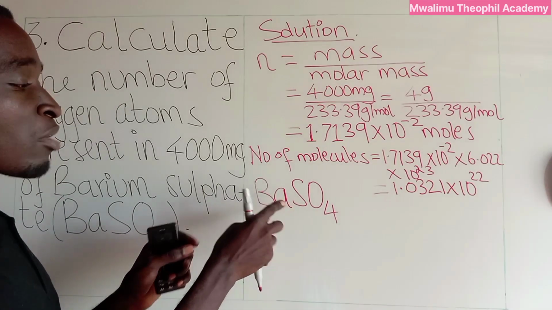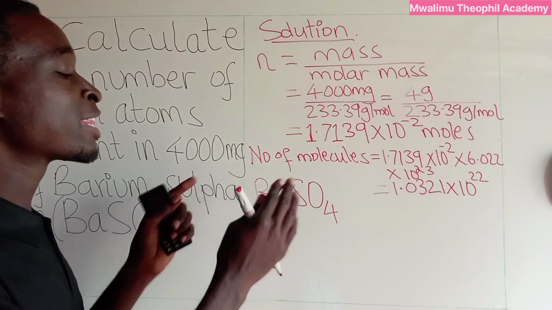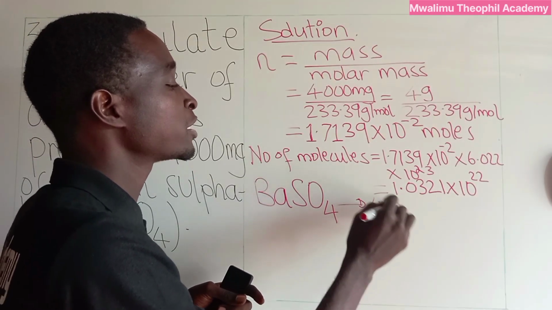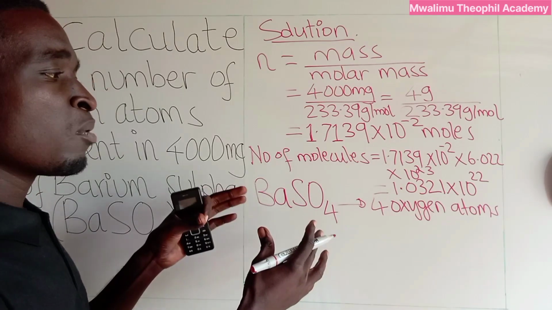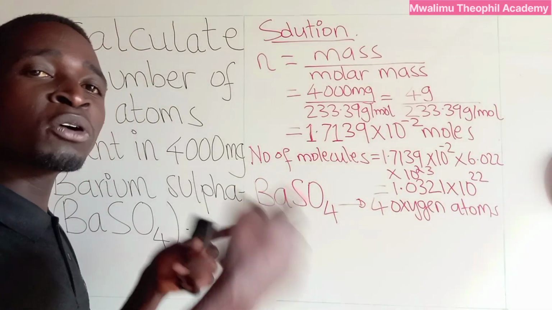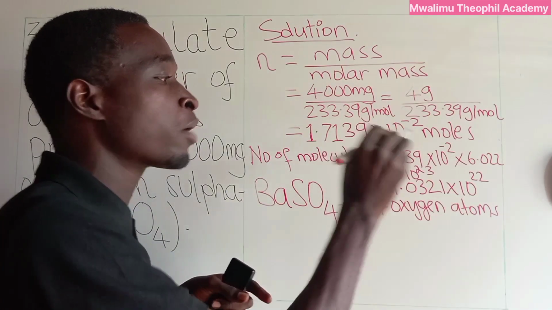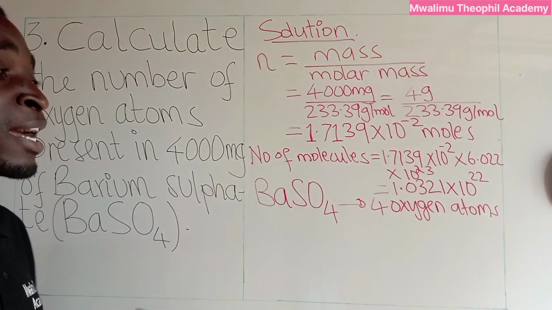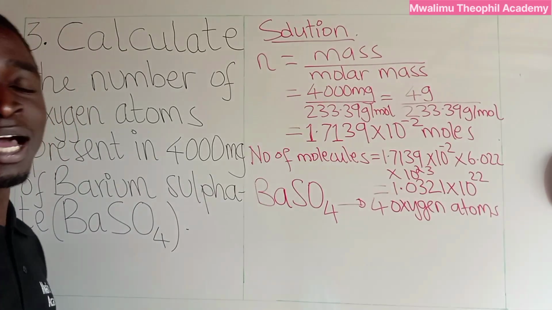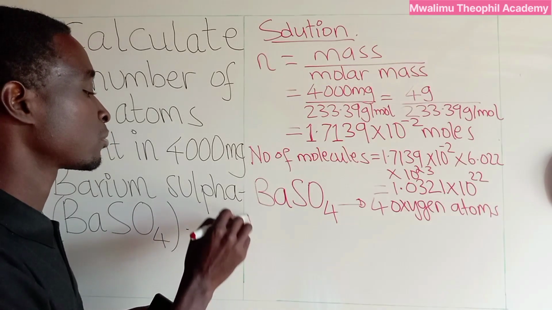So when you consider the molecular formula of barium sulfate, you may recognize that in each molecule of barium sulfate, there are 4 oxygen atoms. Now, if in each molecule of barium sulfate there are 4 oxygen atoms, how many oxygen atoms will it be in 1.0321 times 10 raised to 22 molecules of barium sulfate? To get that number, we take the total number of molecules times 4 in order to know how many oxygen atoms are there.